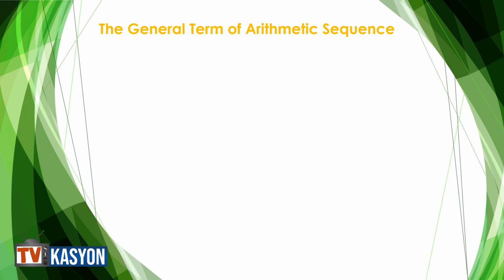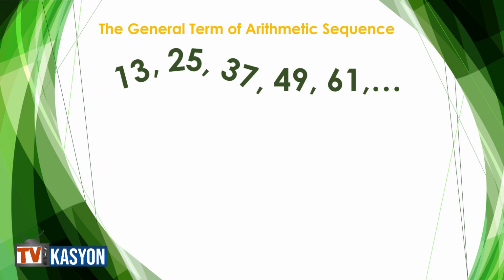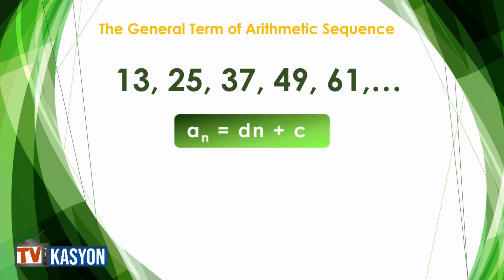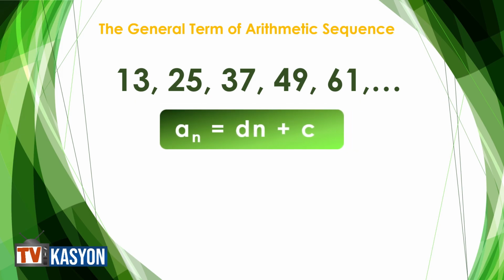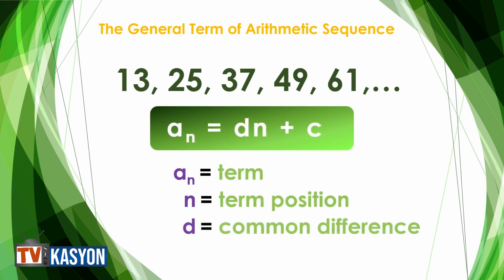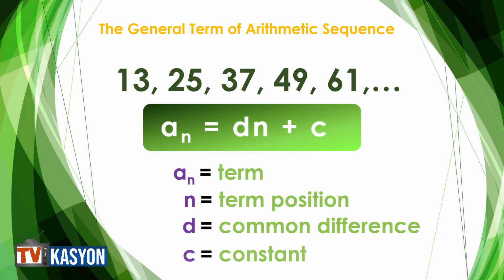Now, let's have another example. Write the general term of the arithmetic sequence 13, 25, 37, 49, 61. Take note that the general term of an arithmetic sequence can be written in the form a sub n equals dn plus c, where a sub n denotes the term, n denotes the term position, d denotes the common difference, and c denotes the constant. It means that we have to identify the common difference and the constant.